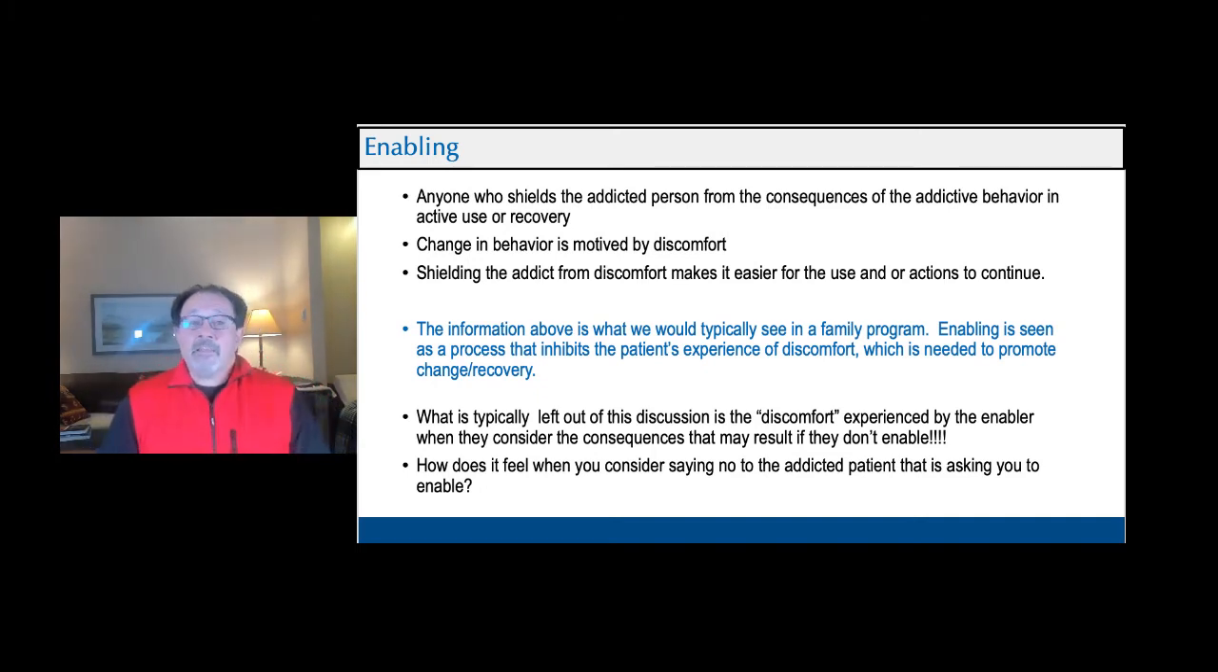No one does anything for nothing, and there are a variety of reasons that people begin to change. So again, these are the things that we typically see in family programs. Most programs see enabling as a process that inhibits the client's experience of discomfort needed to promote change and recovery. And people can be told 1,000 times, don't do that, that's actually hurting your loved one's chances for recovery. But it's easier said than done.